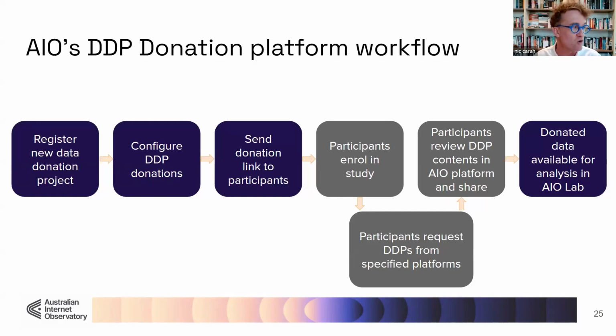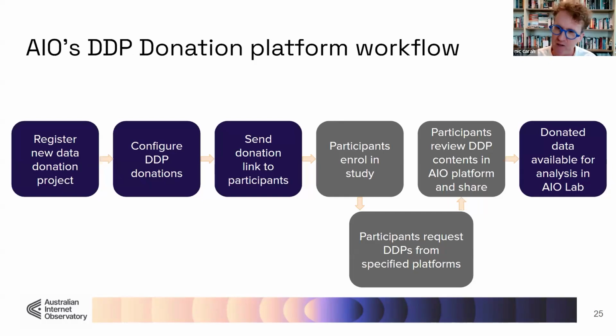Researchers then send a data donation link to participants that invites them to participate in the study. It provides them with information about the study, a connection through to ethics protocols, and instructions on how to request their DDP and then upload it back to the researchers. Once they have that link, participants can enroll in the study, read the instructions, and go off and request their DDP. Once they receive it from the platform, they come back to the AIO, to the project, and upload their DDP and have an opportunity to review the information that's in it.